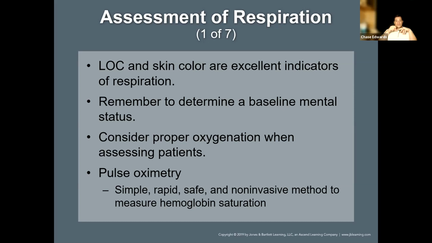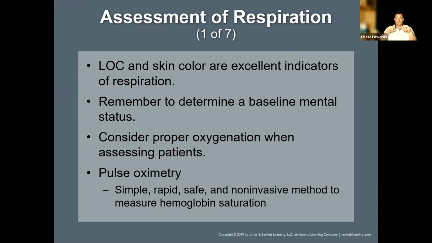When treating patients with an altered mental status, always consider the possibility that the patients may not be getting adequate oxygen to the brain. And determine a baseline mental status on the patient. So when you first show up, determine that baseline mental status, and then we start trending from there, right? Trending.